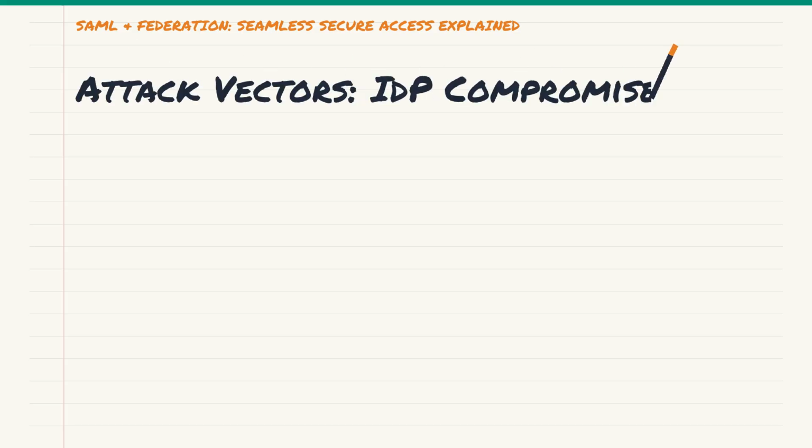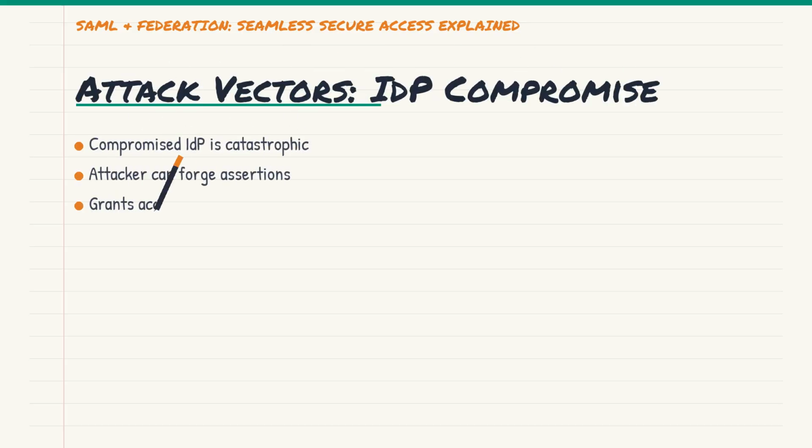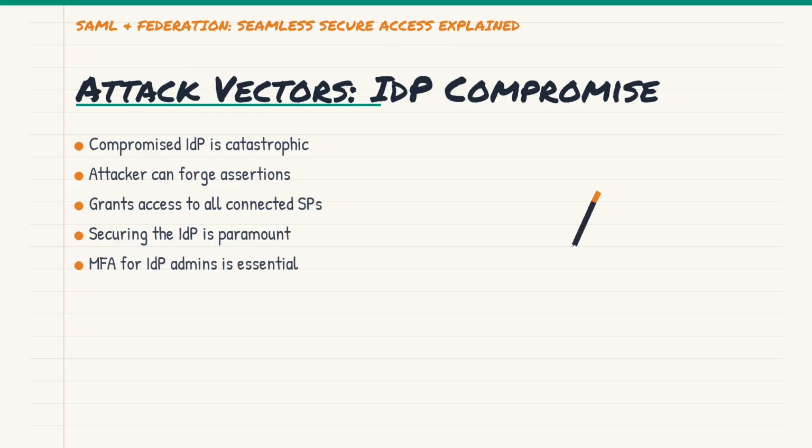The single biggest risk is if the identity provider itself gets compromised. If an attacker gains control of the IdP, they can issue forged SAML assertions for any user, effectively granting themselves access to all connected service providers. This is why securing the IdP is absolutely critical. It's the root of trust. Think of it like a hacker getting the keys to the kingdom. Implementing strong access controls, MFA for administrators, and continuous monitoring on the IdP are non-negotiable.